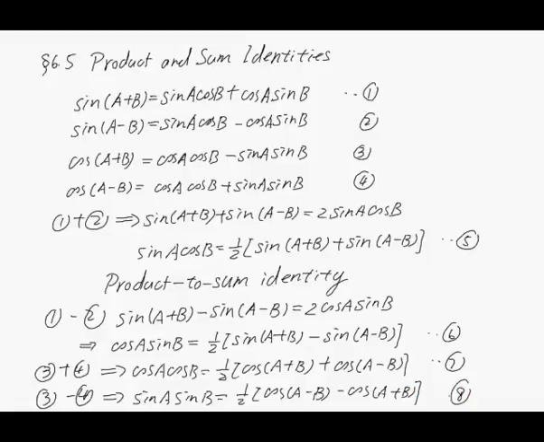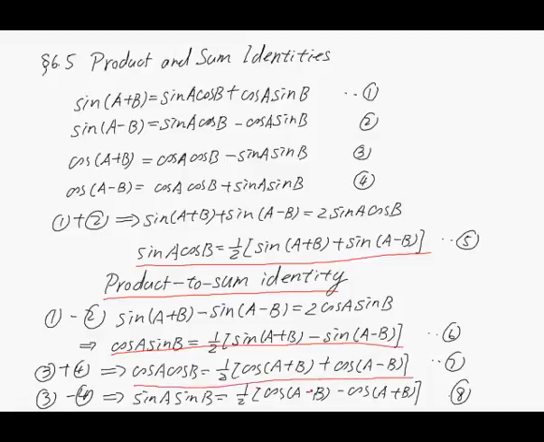So by now, we have got the four product to sum identities. This is the first one, and then the second one, and then the third one, and then the fourth one. Okay, so a bunch of identities. Now let's look at one example to see how we apply these product to sum identities.